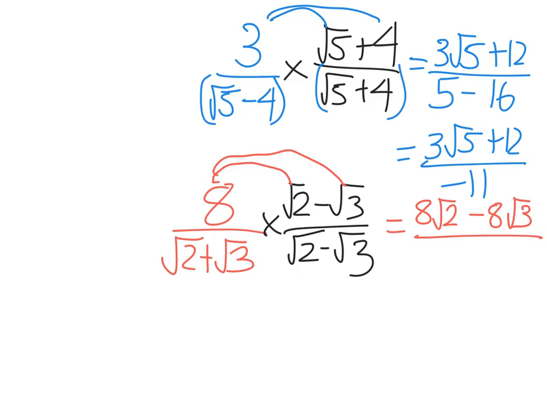And the bottom, square the first. So root 2 squared is 2. And then square the second. Root 3 squared is 3. And then a minus between them. And I can rewrite this 2 minus 3 as negative 1. Now this has a rational denominator. I can clear this up by timesing top and bottom again by negative 1, and it'll become 8 root 3 minus 8 root 2 over 1. Or I don't need to even write that.